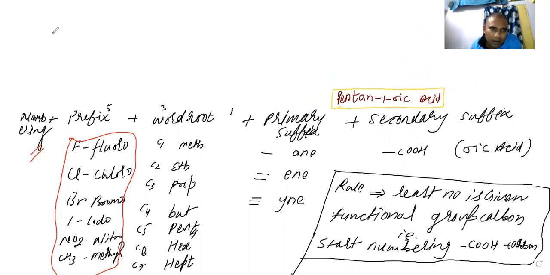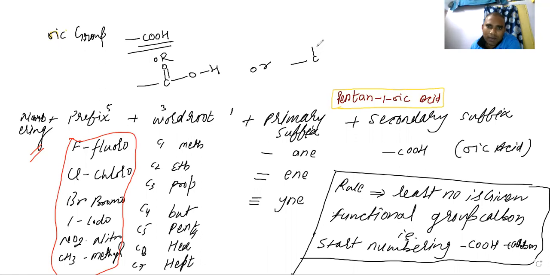Here you see, the oic group. What is the oic group? If you see, this is COOH. This is the oic group. If you are drawing the oic group, you draw C double bond O, then here is O and H. Or you can also write C double bond O and here is OH. This is the oic group. You need to memorize how to mention this particular compound. Getting this point?